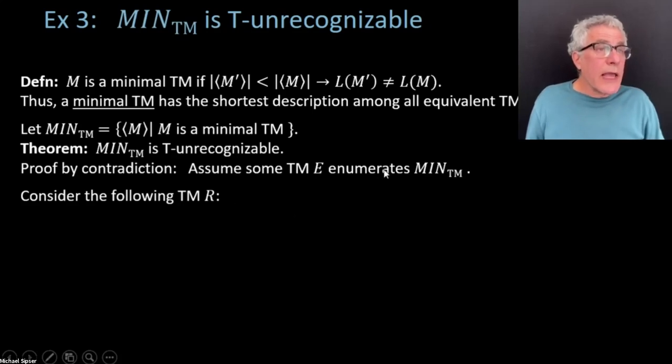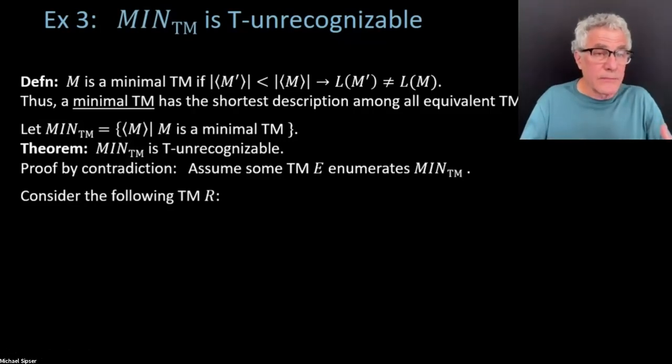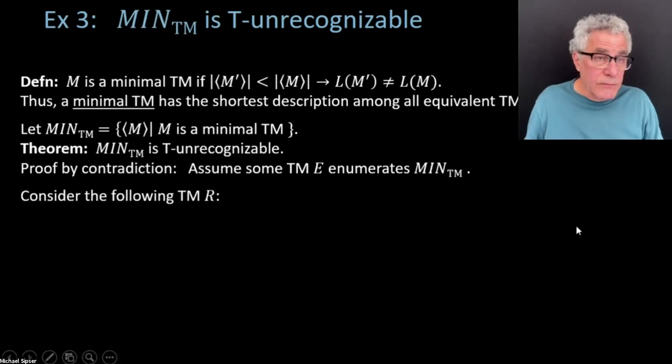It's also a nice exercise about enumerators. I'm trying to prove this language is not recognizable, and remember, enumerators enumerate exactly all the recognizable languages. So I'm going to assume I have an enumerator for this language, a program that prints out the descriptions of all of the minimal, shortest possible Turing machines. And now I'm going to get a contradiction.